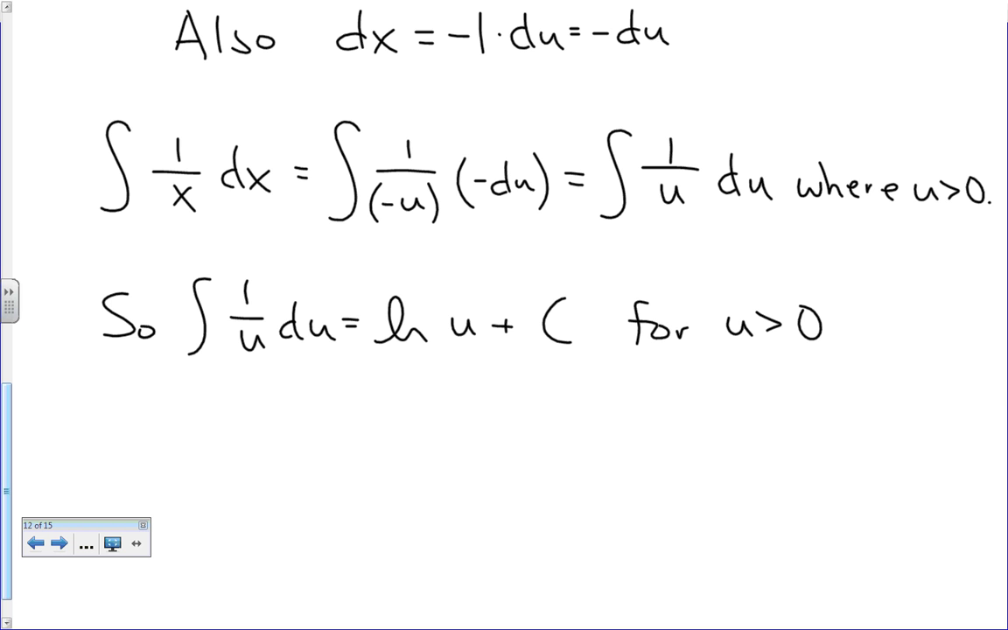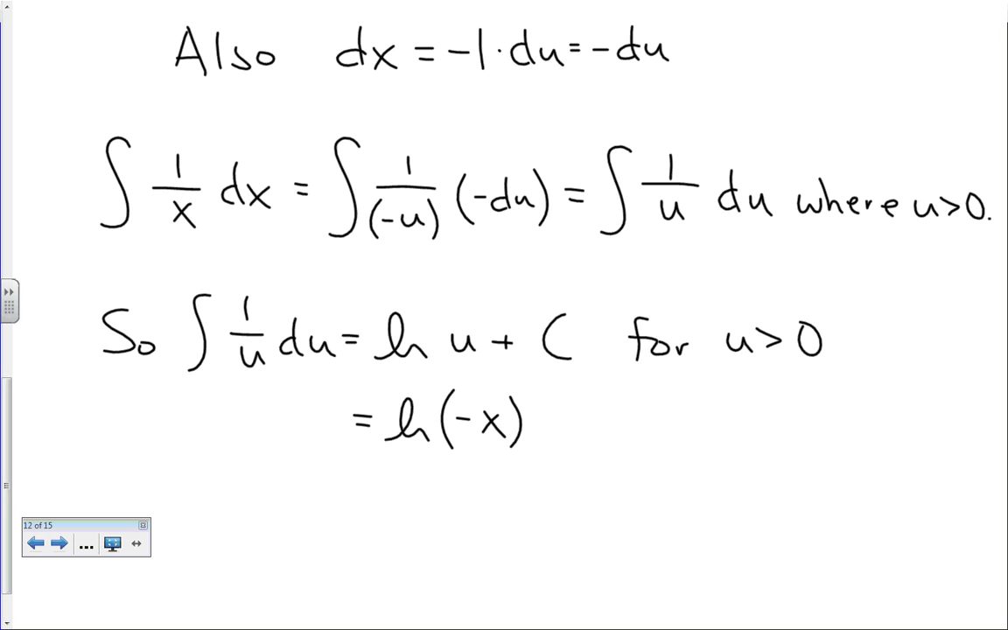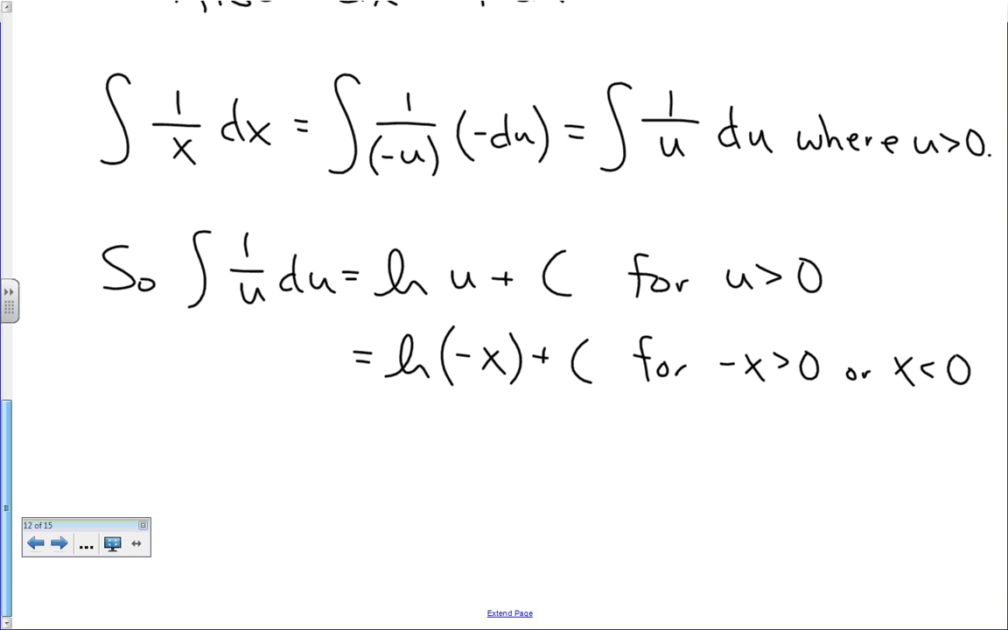And now let's do a substitution here of our variables. I can replace u with the opposite of x. We actually said that x was equal to the opposite of u up above here, but of course solving that for u would give us u equals the opposite of x. So we get the natural log of the opposite of x plus c, and that would be for the opposite of x greater than 0, or that means that x is less than 0. So it turns out for x less than 0, our integral turns out to be the natural log of the opposite of x. So let's combine these two cases here.